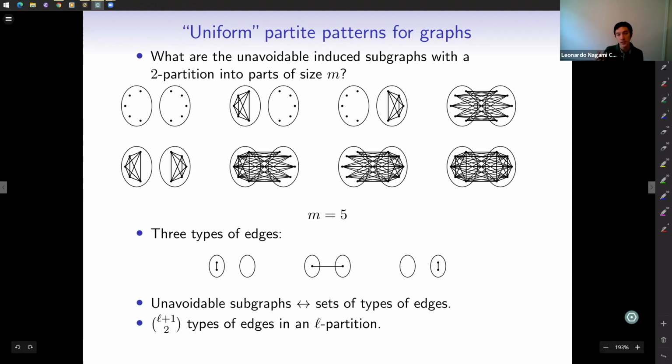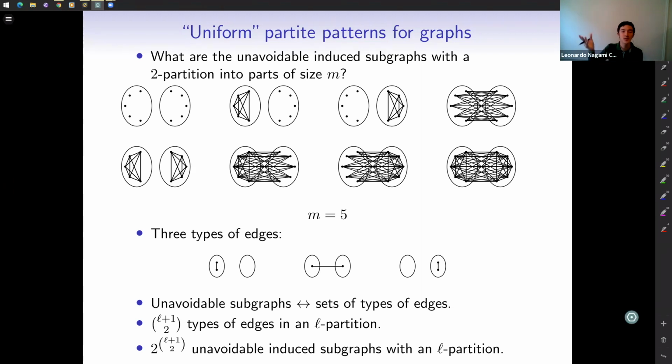If I give you an L-partition, then you have a total of L plus 1 choose 2 types of edges. You are either contained in one of the parts or you're between a pair of parts. And your unavoidable graphs are going to correspond to sets of those. Right? So that is how a 2-partite Ramsey theorem should look. If you have a very large graph and you partition it into 2 parts and both of the parts are large, then you're going to see one of these 8 patterns, right? And more generally for L parts.